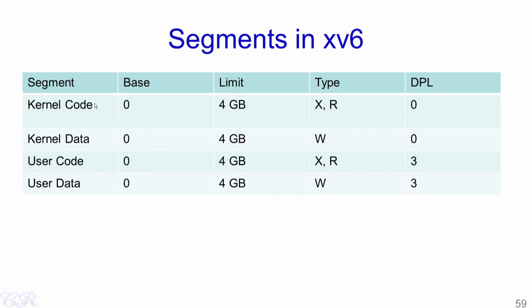All the code segments, that is the kernel code and the user code, are of type executable and readable, that is XR over here as well as here. The data, that is the kernel data and the user data, are of type writable, that is W. Now, the kernel code and data have a DPL value of 0, which indicates the highest privilege level, while the user code and data have a DPL value of 3, indicating the lowest privilege level. Next, we will see how these 4 segments are created in xv6.